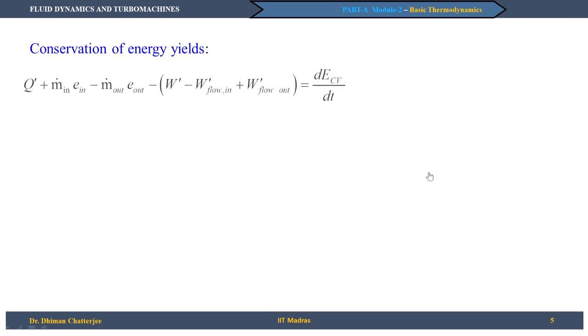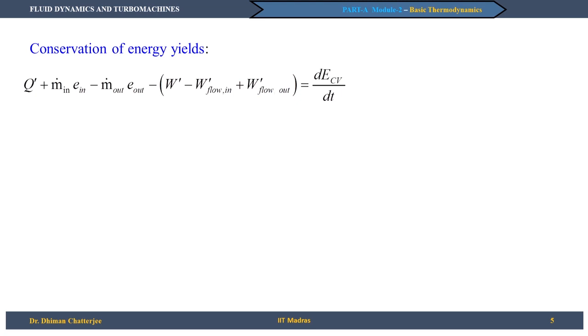So, we can say that Q prime, which is the rate of heat transfer, plus m dot in E in minus m dot out E out minus W prime minus W prime flow in plus W prime flow out is equal to dECV dt. I will talk about E in and E out now.